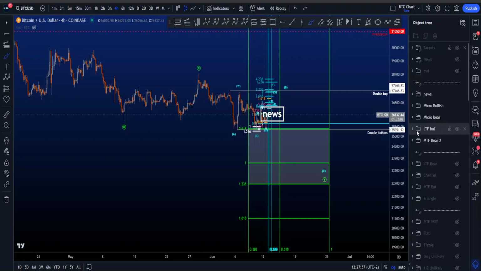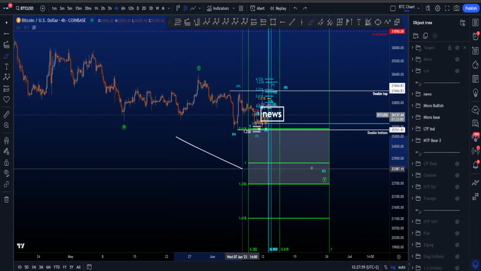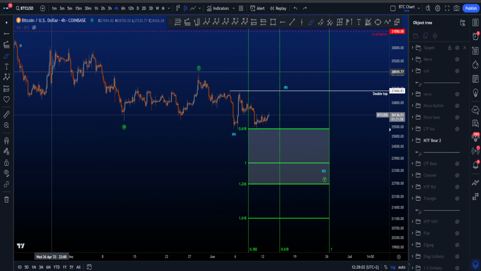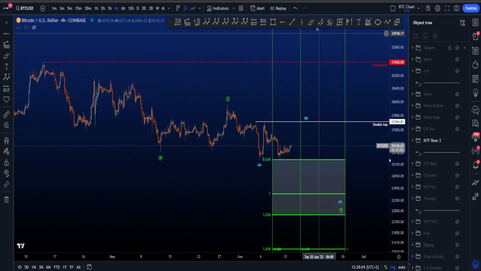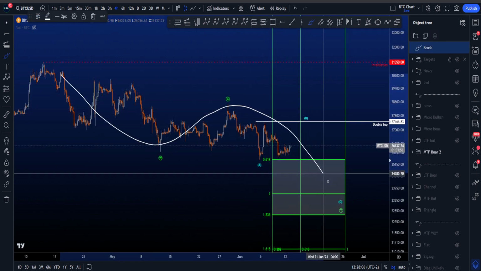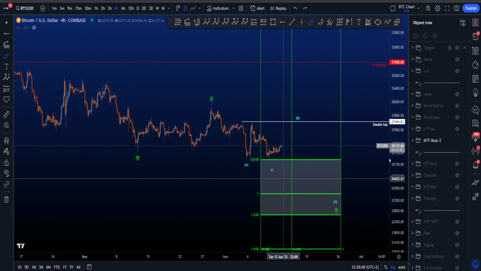Hi everyone, let's go over my medium time frame, low time frame and micro bullish and bearish Elliott Wave scenarios on Bitcoin. Starting with my medium time frame scenario where we are looking for a three-way structure to the downside in a WXY, where currently price is working on a Y towards the downside.